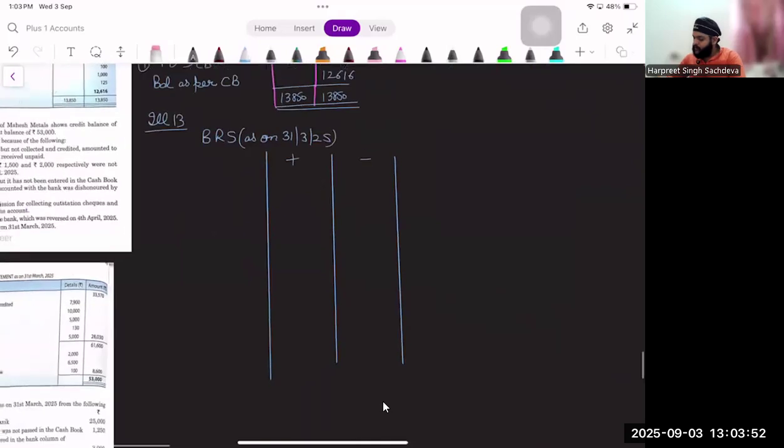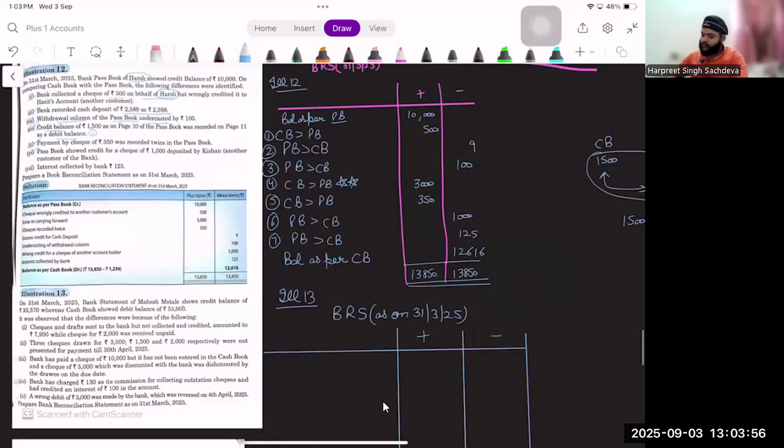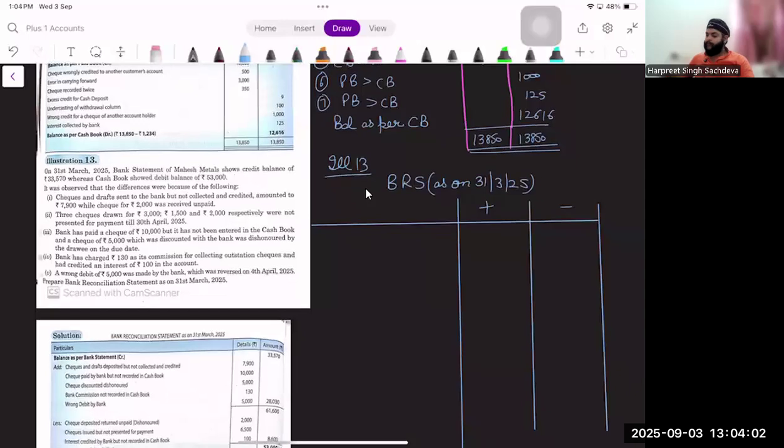So let's discuss. You want to start from which side, Raja? Cash book or passbook or anything? Quick. Okay, two words. CB, cash book. Okay, now we'll start with cash book. All are with cash book. Great.